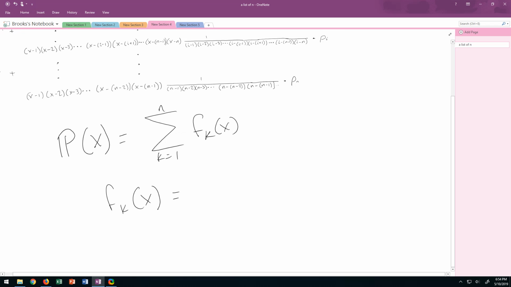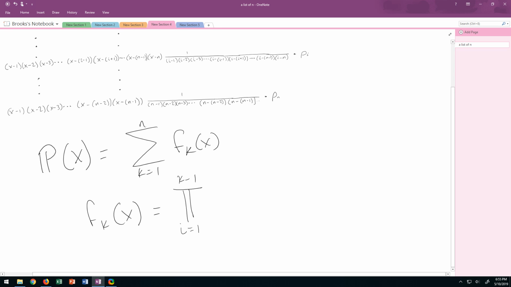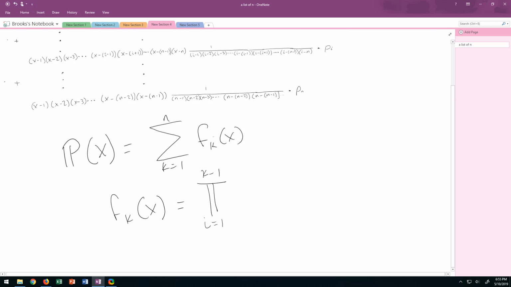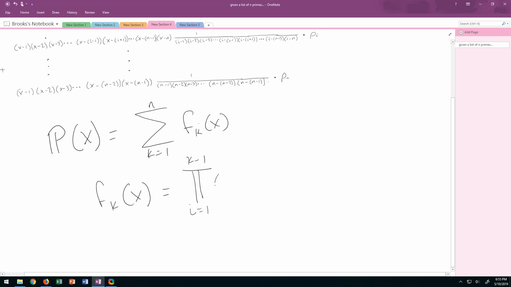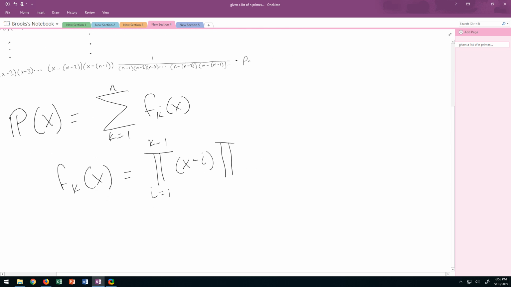This ain't too bad. So what this is going to be is the product from i equals 1 up to k minus 1, because k is the index of f. So we're going to go from i equals 1 up to k minus 1 so that we can skip the x minus k factor. And here we're going to have x minus i. Then we skip the x minus k factor, and go i equals k plus 1 up to n of the same thing.